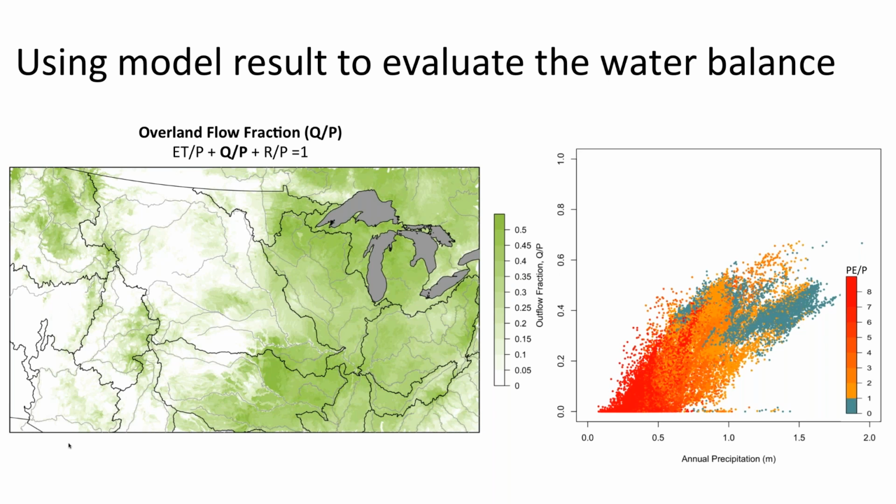And this is a map just showing the overland flow fraction that we get for our 1-year simulation. And on the right, you can see a plot showing the overland flow fraction versus annual precipitation, and these are colored by aridity. So as in our wetter parts of the domain, of course, we have greater overland flow fraction as a function of our precipitation.